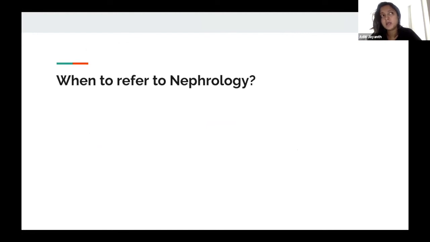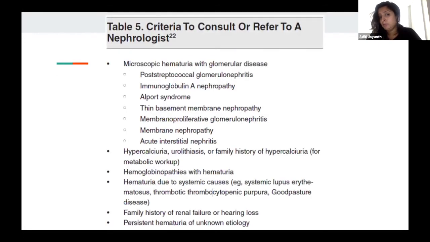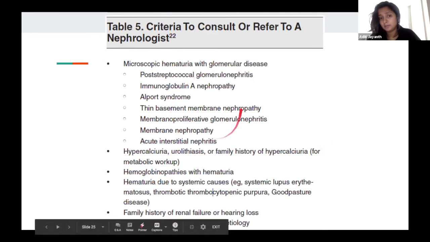And then this is the other important thing. We don't see a ton of renal disease here, but we should know the important reasons of when to refer to nephrology, or when to give them a call, rather. We do have peds nephrology here, so if you guys are unsure, feel free to always give them a call. So microscopic hematuria with glomerular disease, right? Or if you're concerned that the patient has actual glomerular disease, which we talked about almost all of these.